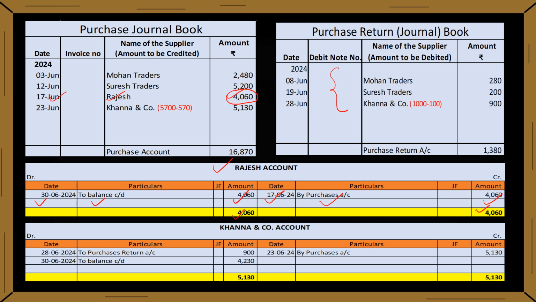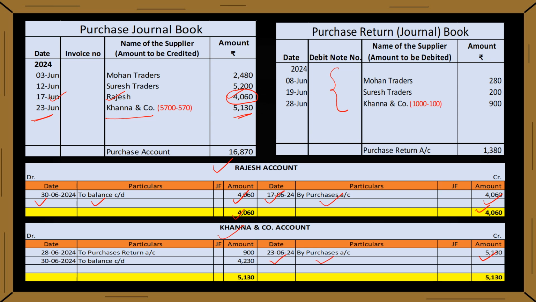Next account to be opened is Khanna and Company. Khanna and Company account we are opening. Amount is 5130 and the date is 23rd June. Purchases account is debited in the journal. So in the ledger on 23rd June 2024 on the credit side we write by purchases account 5130.